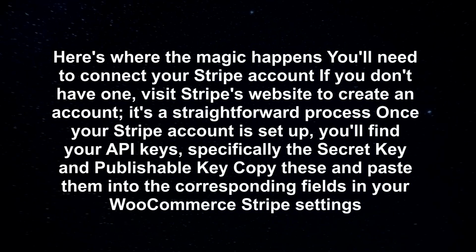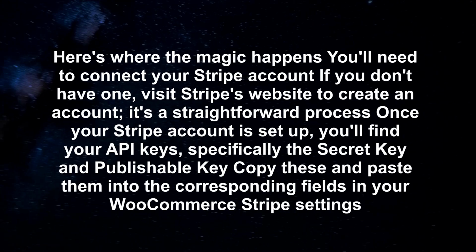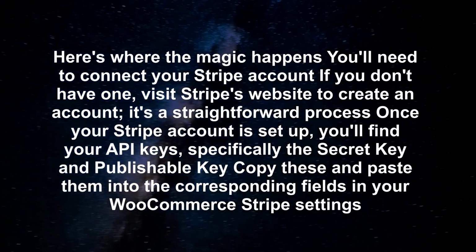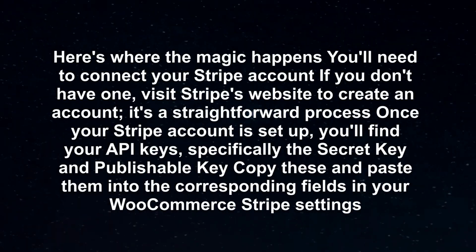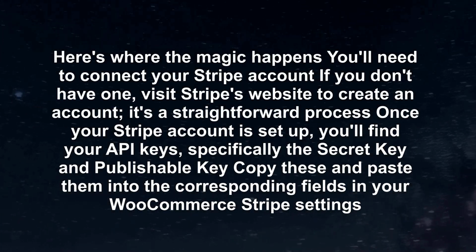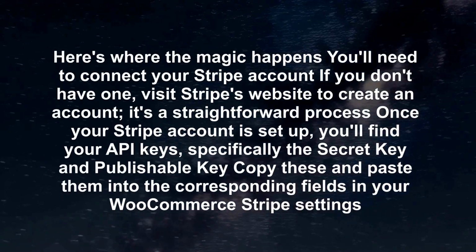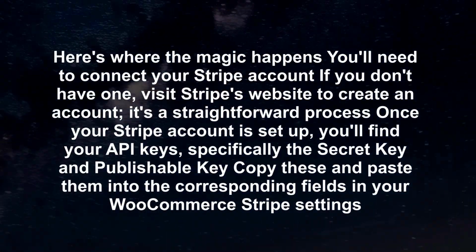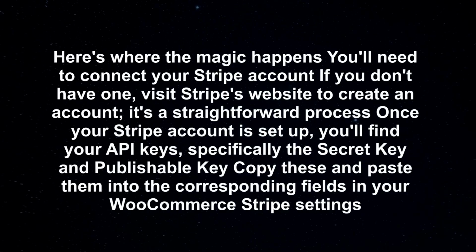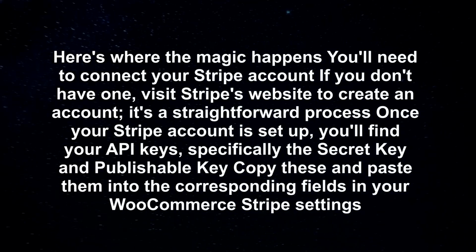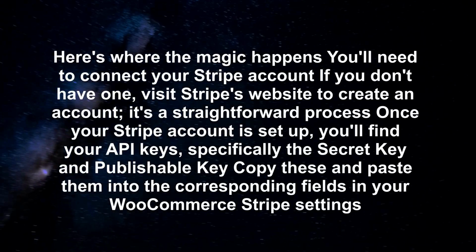Here's where the magic happens. You'll need to connect your Stripe account. If you don't have one, visit Stripe's website to create an account. It's a straightforward process. Once your Stripe account is set up, you'll find your API keys, specifically the secret key and publishable key. Copy these and paste them into the corresponding fields in your WooCommerce Stripe settings.